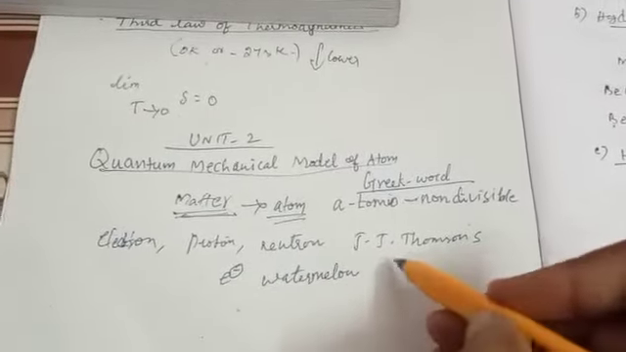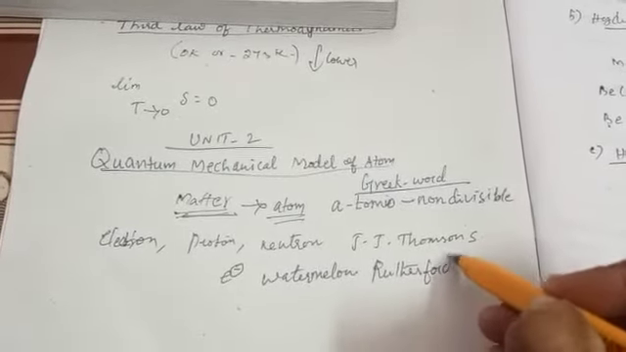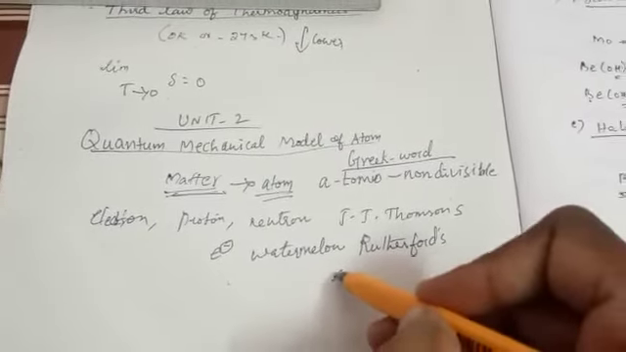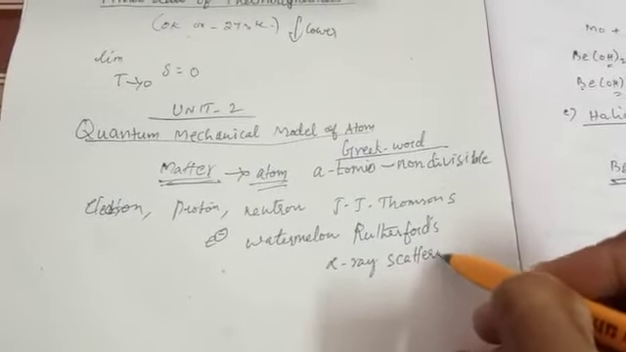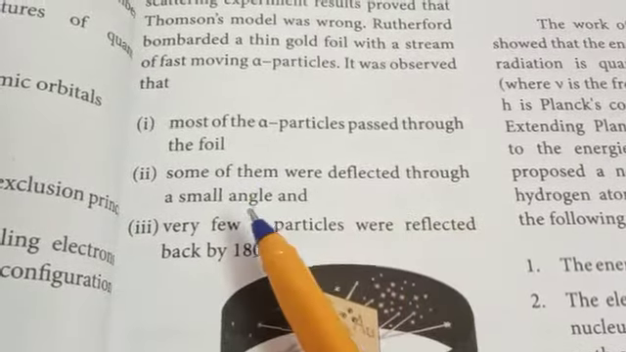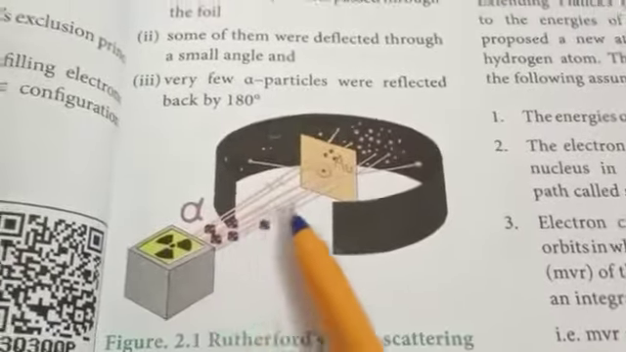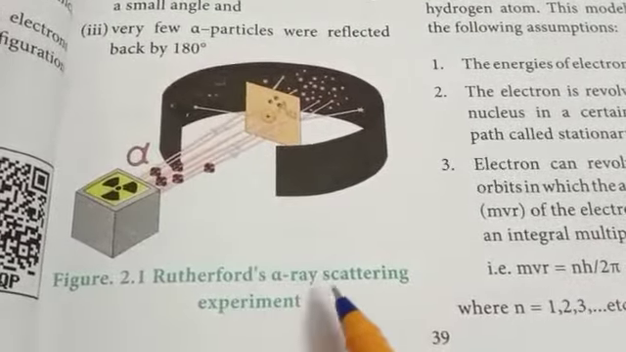The latter was explained by Rutherford's alpha ray scattering experiment. Most of the alpha particles passed through the foil. Next, some of them were deflected through small angles. Very few alpha particles were reflected back at 180 degrees. This reflection was seen on the screen in the Rutherford alpha ray scattering experiment.